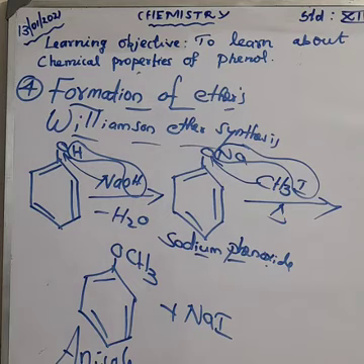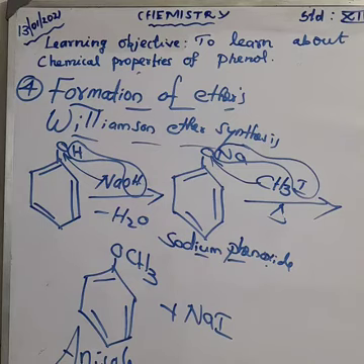So, phenol reacts with ammonia in the presence of anhydrous zinc chloride. We get aniline. Phenol formula? C6H5OH, and also with ammonia. What's the third one? Formation of ester.